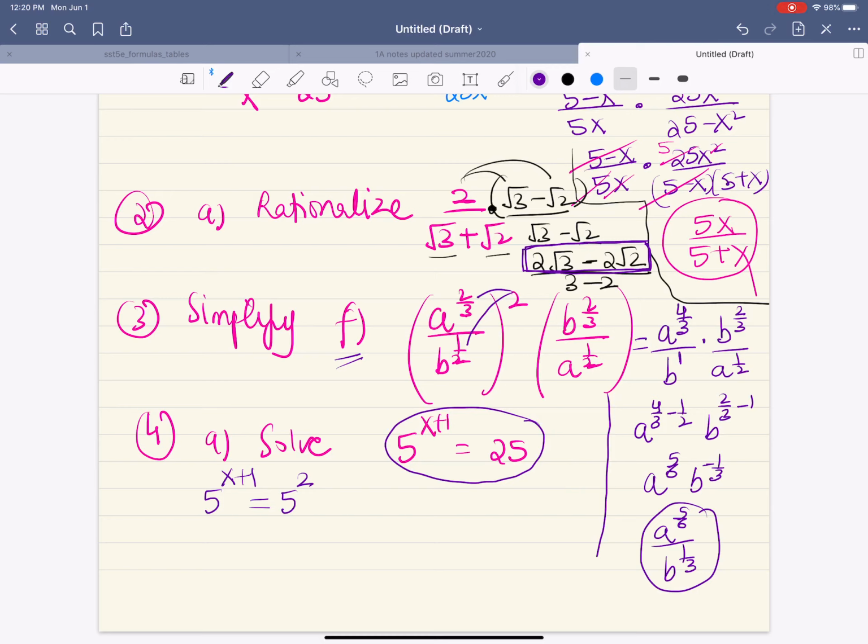5 to the power x plus 1 equals 5 squared. Now, exponential functions are one-to-one functions. That means if two outputs are equal, the two inputs must also be equal. Okay, we can go ahead and subtract 1 from both sides. x equals 1 is my answer. And that's all for this problem.